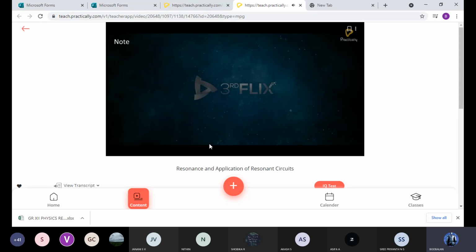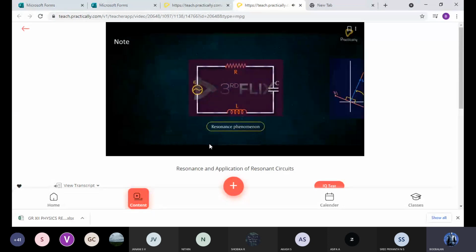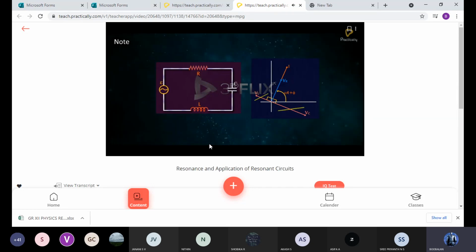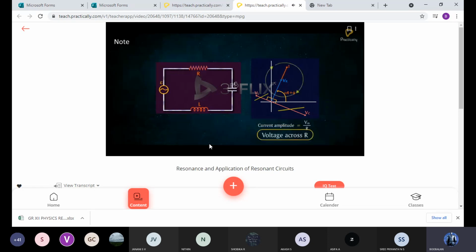Note: the resonance phenomenon can be observed only in circuits with LCR. Voltages across L and C cancel each other. Current amplitude is given by Vm by R. Vr is the voltage across R.